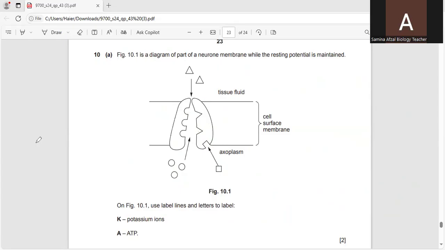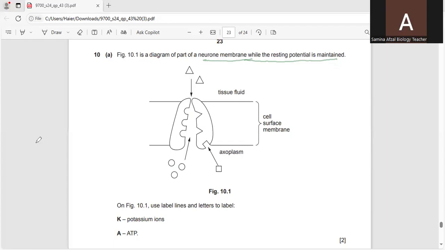So during resting potential, you can see this neuron membrane. On the one side there is tissue fluid, on the other side you can say the exoplasm. And on figure 10.1, use label lines and letters to label K, potassium ions, and ATP.